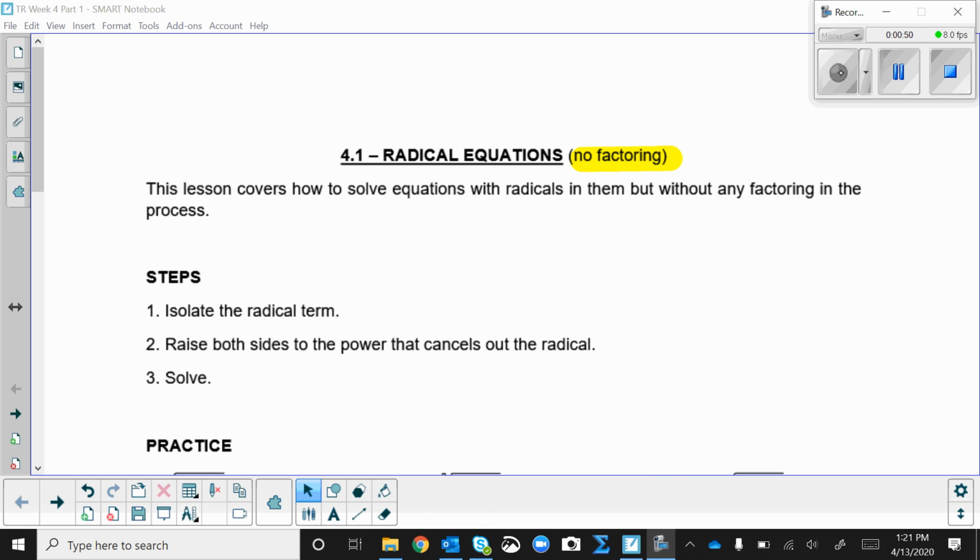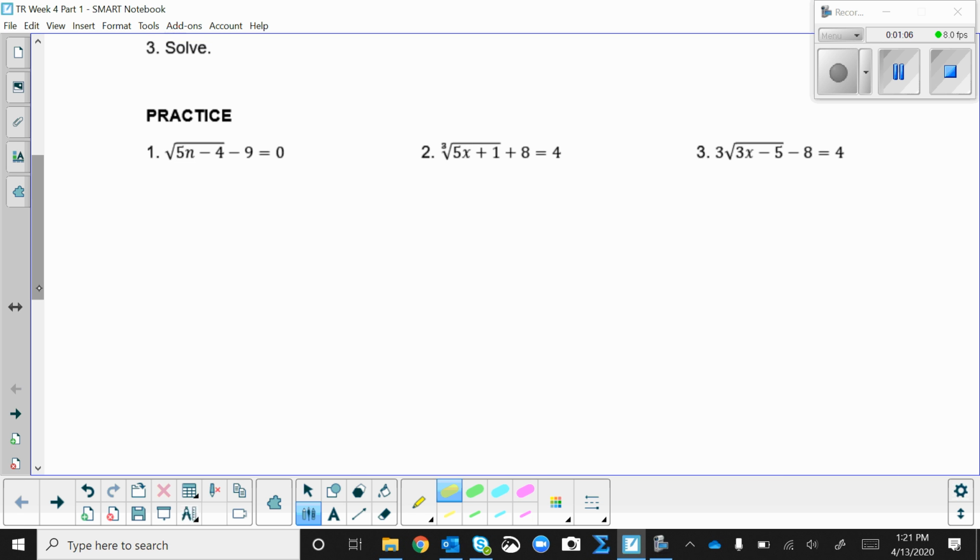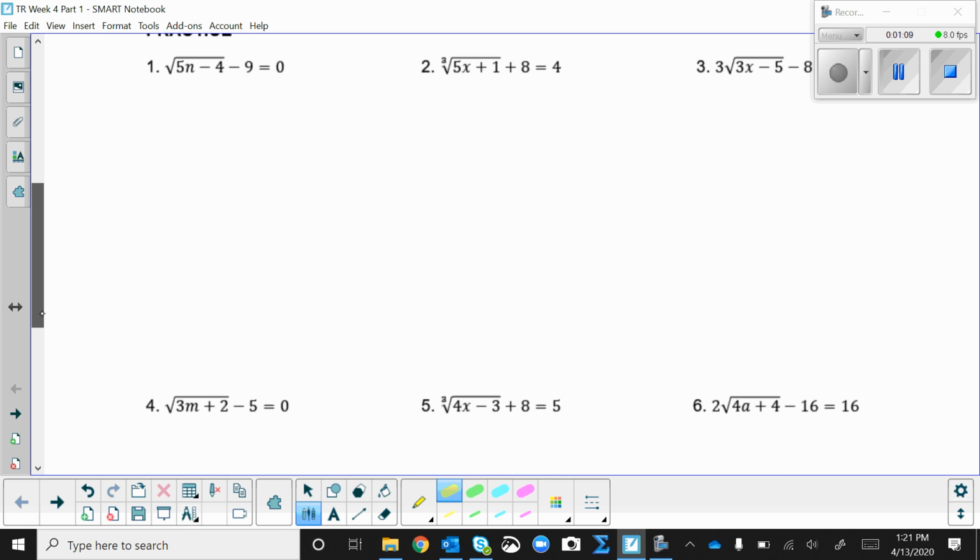So here are the basic steps for this process. You want to isolate the radical term, raise both sides to the power that cancels out the radical, and then you solve from there. So if you notice, there are 6 problems on your notes. I will do number 1, and then you will try number 4 below. And then I'll do number 2 for you, and you'll try number 5 below. And then I'll do 3, and you'll try 6 below. So the numbers on the bottom are similar to the ones just above them.